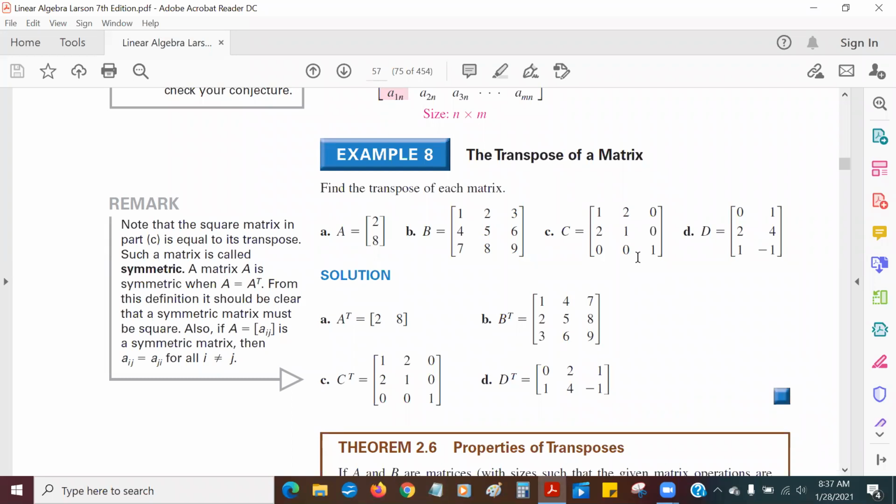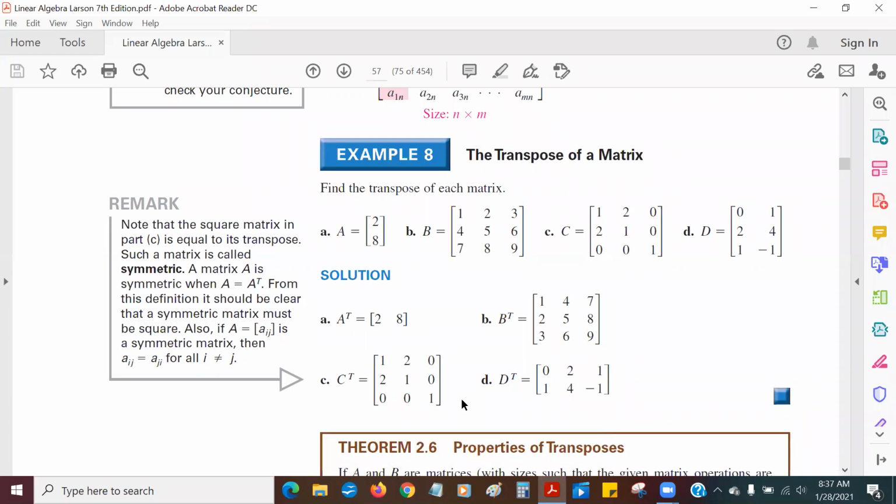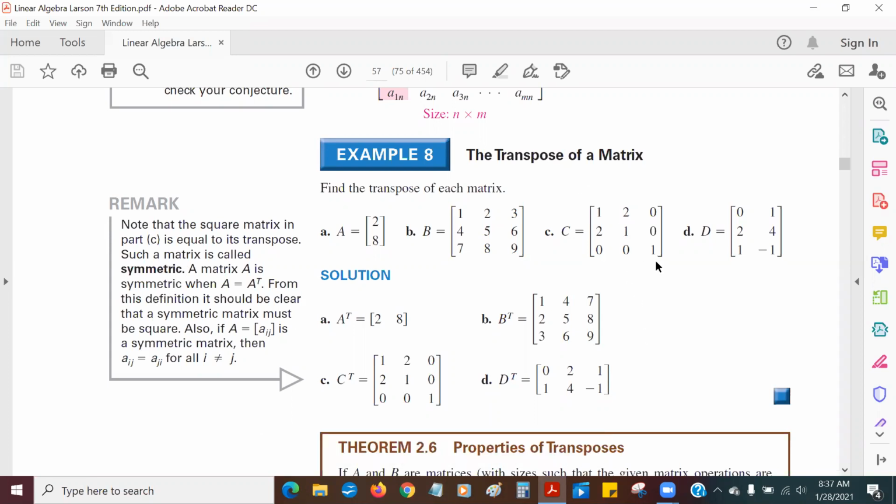For C, when I transpose it, now notice this is kind of cool. When I do the transpose of C, I get the exact same matrix. You see what I'm saying? If you look, C here is 1, 2, 0, 2, 1, 0, 0, 0, 1, and C transpose is 1, 2, 0, 2, 1, 0, 0, 0, 1. When that happens, that the matrix and the transpose give you the same thing, we call that symmetric, and that's the word right here on the side, symmetric. And you can see the symmetry. This matrix is symmetric with respect to that main diagonal.